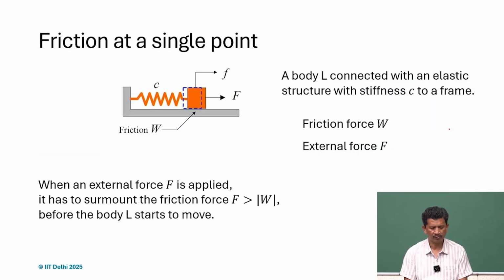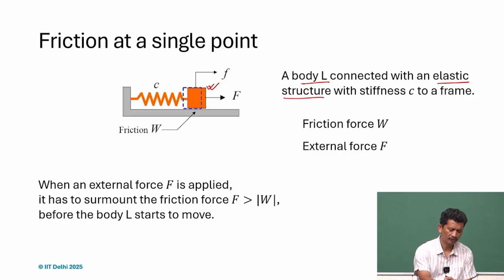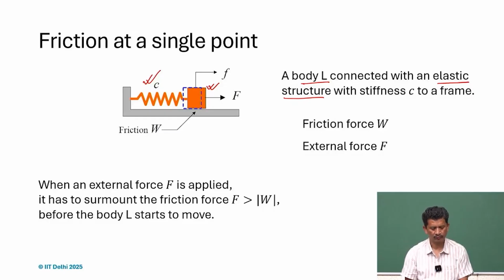So we'll take a very simple example, and suppose we have body L, connected with an elastic element. It can be a component or it can be a spring, with the stiffness C here. It can simply be a bar also. So this can be connected to a body which is of interest to us, and the link or the spring through which it is connected has a stiffness C.